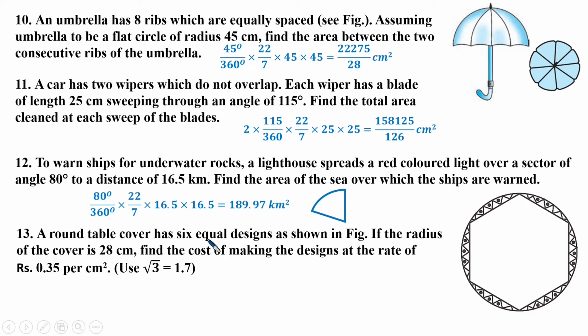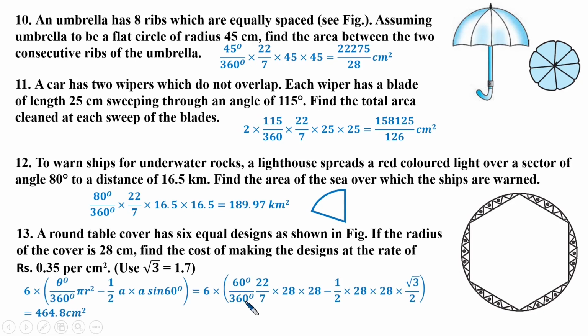A round table cover has 6 equal designs, as shown in the figure. If the radius of the cover, from the center point to here, is 28 centimeter, find the cost of making the design at the rate of 0.35 rupees per centimeter square, and use square root 3 as 1.7. So here you have to find each segment. 6 segments are there. Segment means area of the sector minus the area of the triangle, and 6 of them are there.